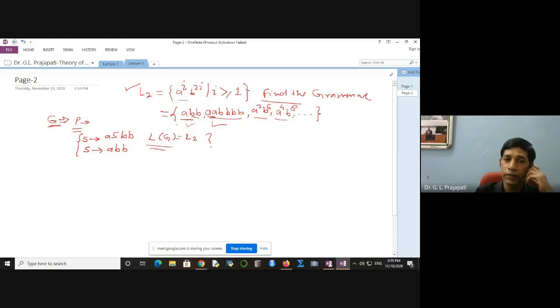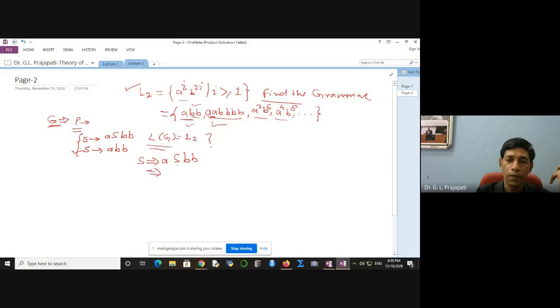So you can see the smallest string in this language is A double B. If you want to generate this string, you can follow these rules. How can you form it? You can start from S. Since you need two A's, you have to start with the production S derives AS double B.